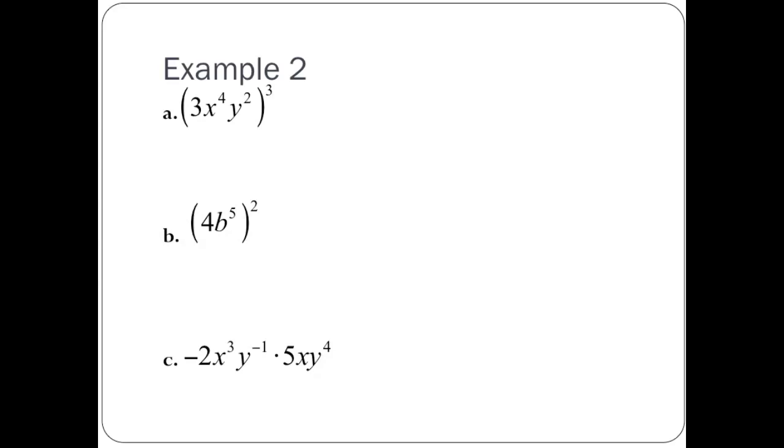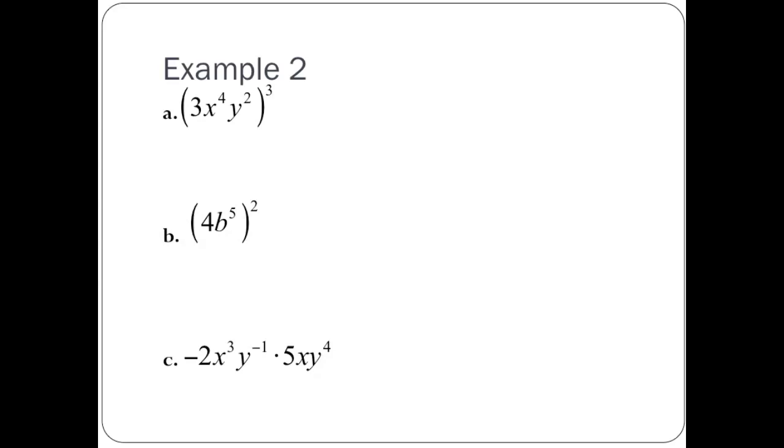We have 3x to the fourth y squared, all in parentheses, raised to the third power. So we're going to raise everything inside the parentheses to the third power. So this is going to be 3 to the third, and then next we have x to the fourth to the third. Now that's a power to a power. Now if you remember, one of the rules of exponents told us that when you have a power to a power, you are going to multiply those powers together.